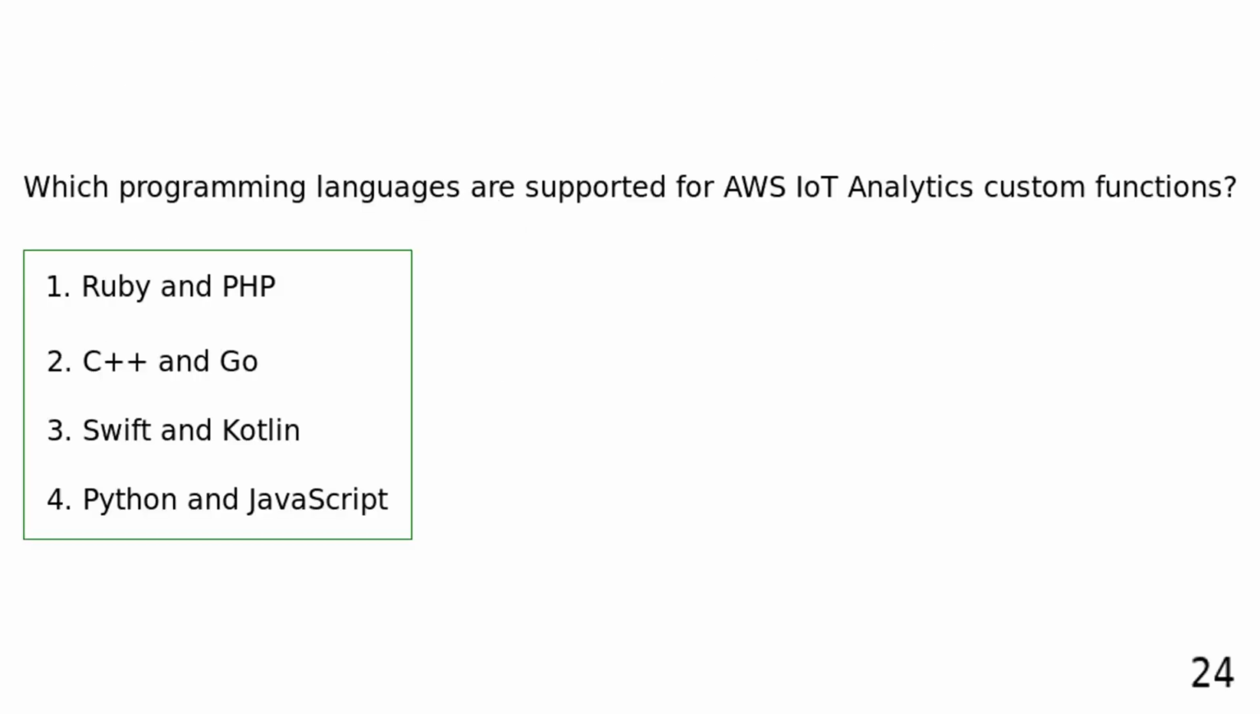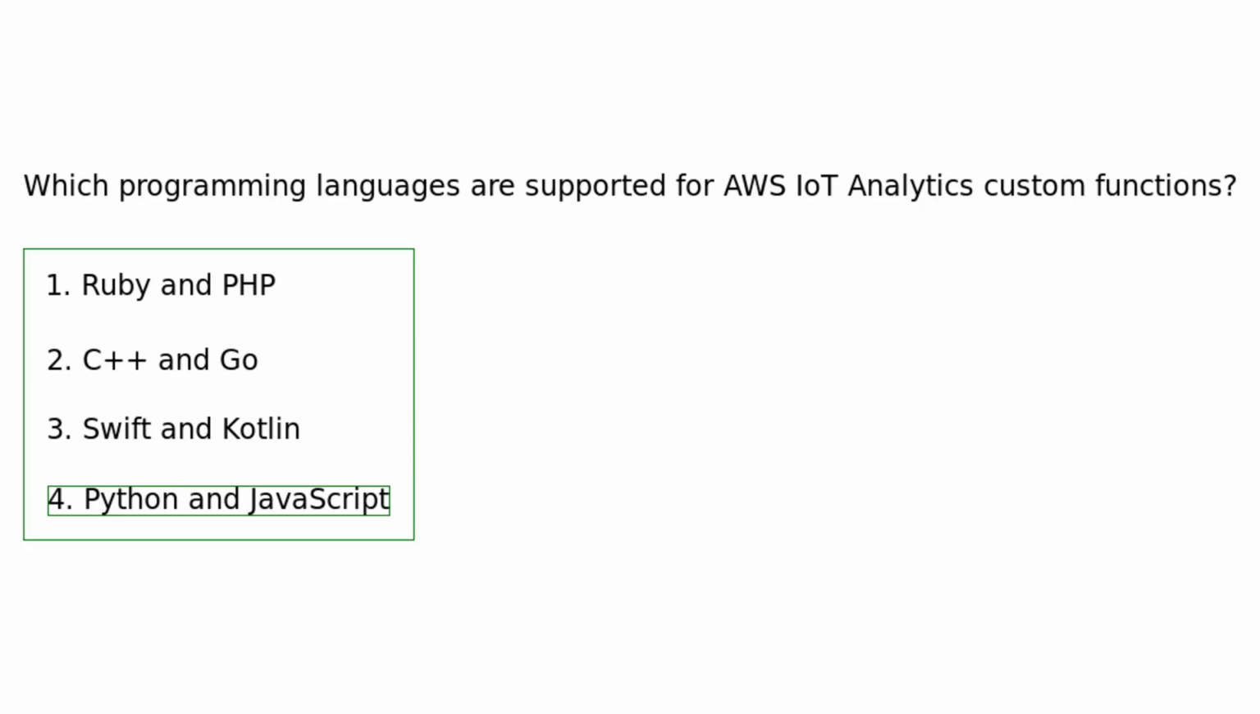Which programming languages are supported for AWS IoT Analytics custom functions? Ruby and PHP. C++ and Go. Swift and Kotlin. Python and JavaScript. Python and JavaScript are supported for writing custom functions in AWS IoT Analytics.